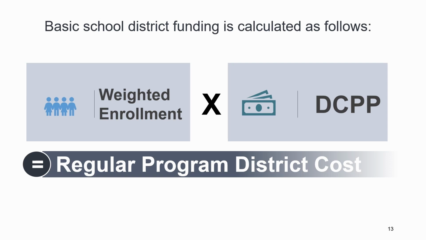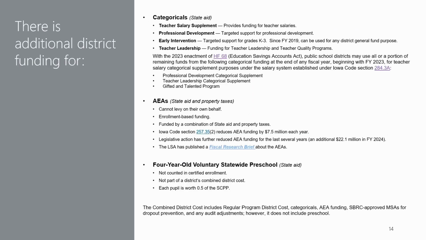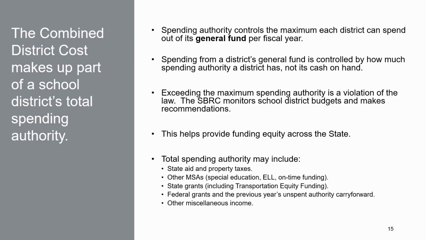Page 13 displays that regular program district cost is weighted enrollment times the district cost per pupil. Page 14 goes over the combined district cost and the additional funding provided to school districts for categoricals, AEAs, and 4-year-old volunteer preschool.